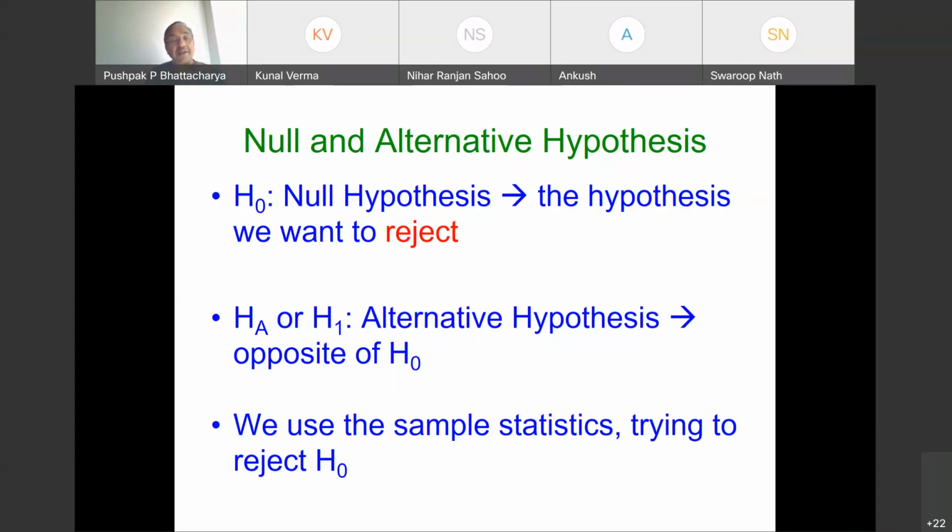There is some more notation, HA or H1. This is called the alternative hypothesis, which is the opposite of the null hypothesis, H0. And we use something called sample statistics in trying to reject H0, the hypothesis. So it is really a situation of proof by contradiction or refutation.